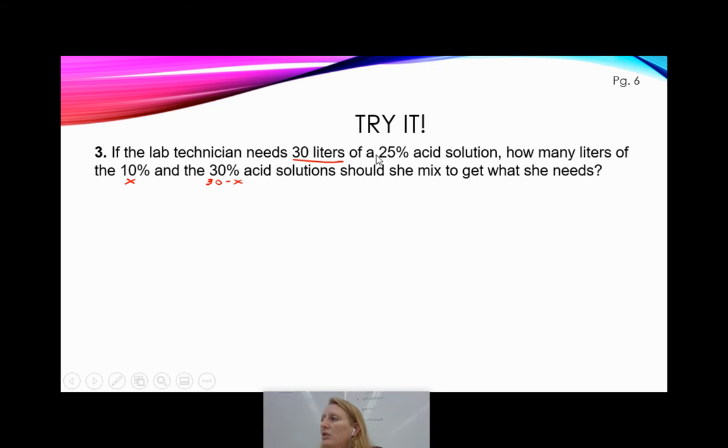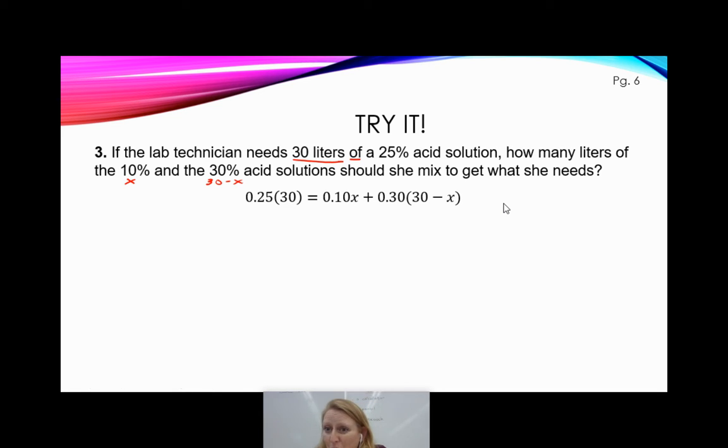So we'll do 0.25. I do see that word "of," which means multiply. So we'll do 0.25 times 30. That's our 30 liter solution. We'll do 0.10. We don't do percents, we do decimals here. So 0.10 times X, and then 0.30 times 30 minus X.